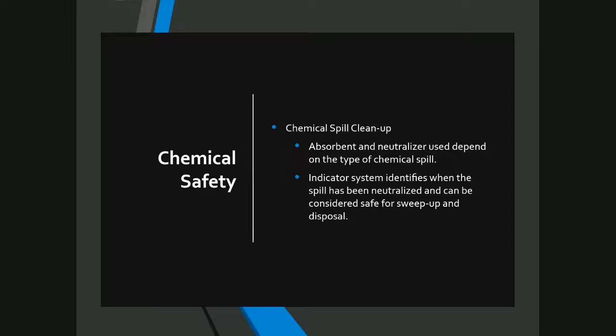Chemical spill cleanup. Absorbent neutralizers are used depending on the type of chemical spill, and an indicator system identifies when the spill has been neutralized and can be considered safe. Generally it is either a blue chemical that changes to white or a white chemical that changes to blue that lets us know that it's been neutralized and we can then sweep and clean it up.